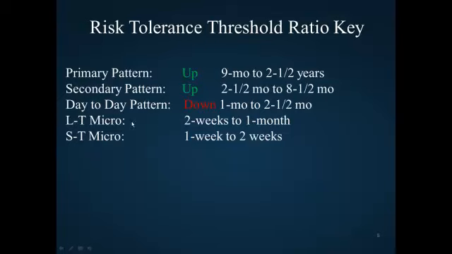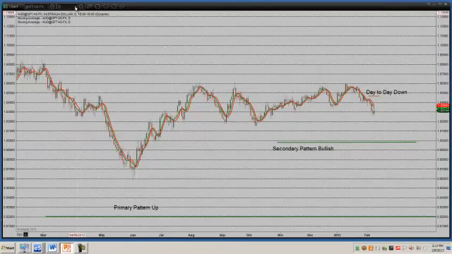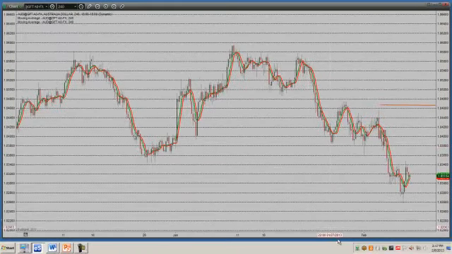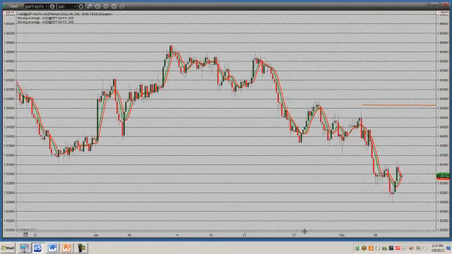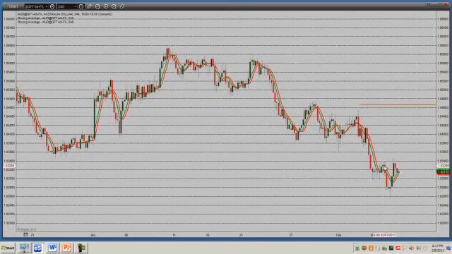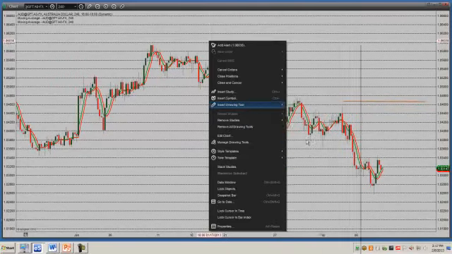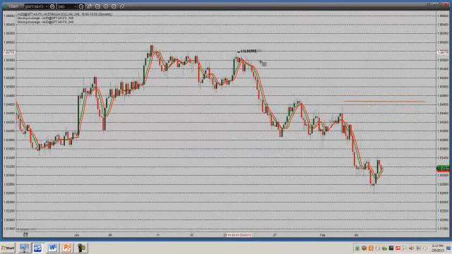Next, we need to figure out our longer term micro pattern. That tends to be 2 weeks to 2 months, 2 weeks to 1 month. Let's calculate that. You can calculate that on a 4-hour chart or an hourly chart. So we'll go back a couple of weeks on that. That would be what, 1, 2, 3 weeks or so. 2.5 weeks. That'll capture it right there. That's going to be our long-term micro pattern.